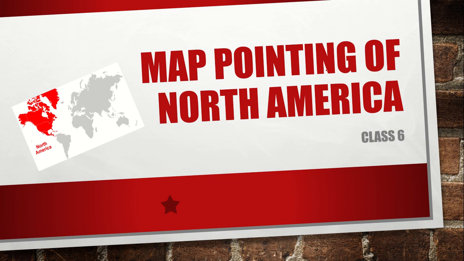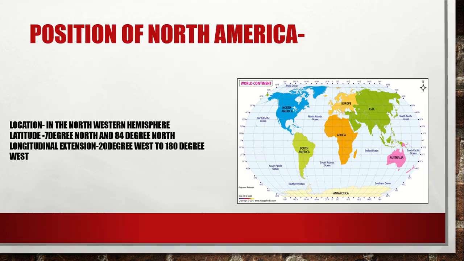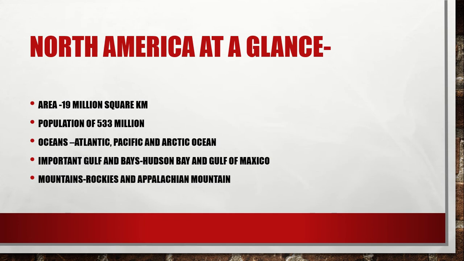Hello class, today we will do the map pointing of North America. First, before we start with the map pointing, we must know the position of North America. It is located in the northwestern hemisphere with a latitude of 7° north and 84° north, and longitudinal extent is 20° west to 180° west. You can easily see the position of North America on the globe.